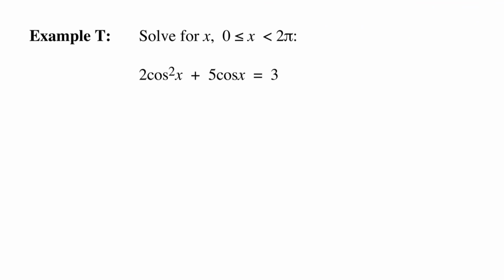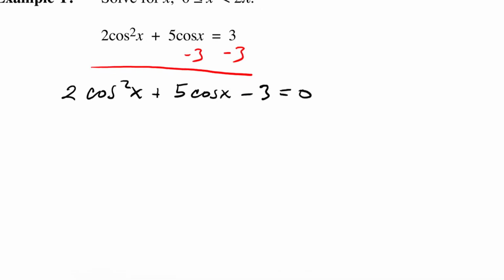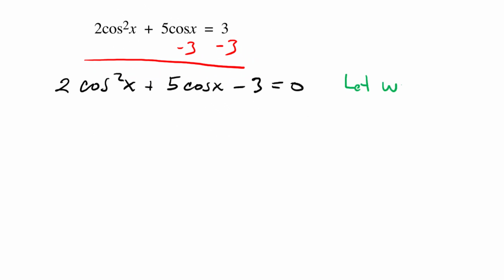Okay, in this example, we have something that's almost quadratic in form. Notice, though, it's not yet equal to 0, and that's what we want to get to, so we're going to subtract 3 from each side first. 2 cosine squared x plus 5 cosine x minus 3 equals 0. Now the left side is fully quadratic in form, and we'll let w equal the cosine x. So we get 2w squared plus 5w minus 3 on the left side.